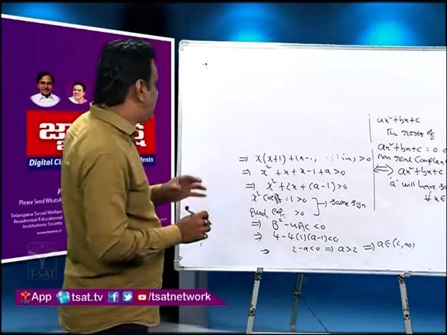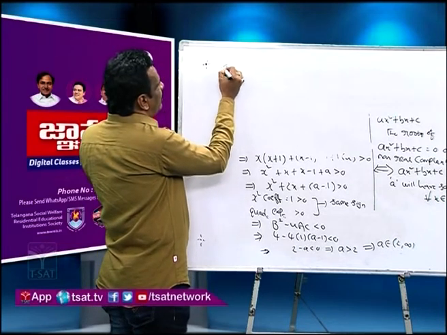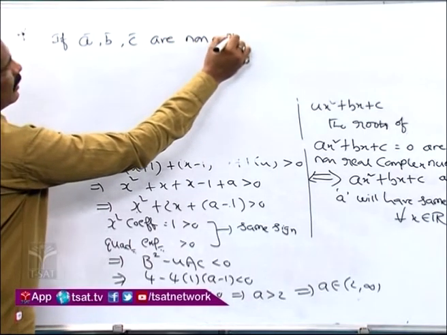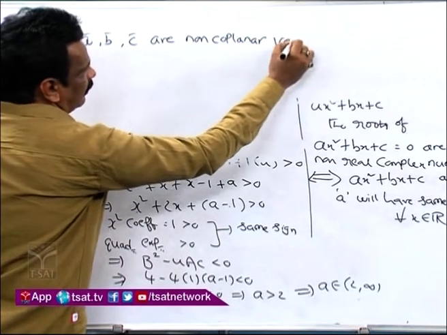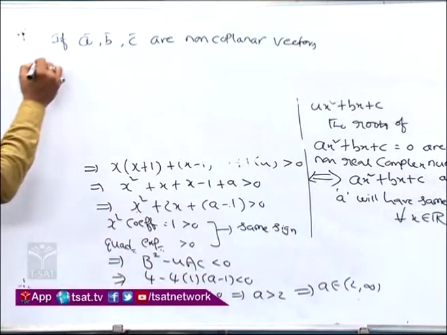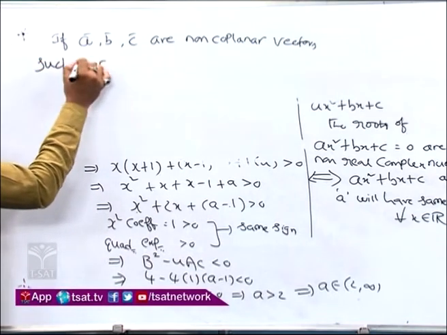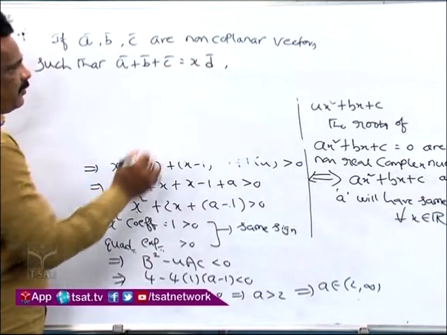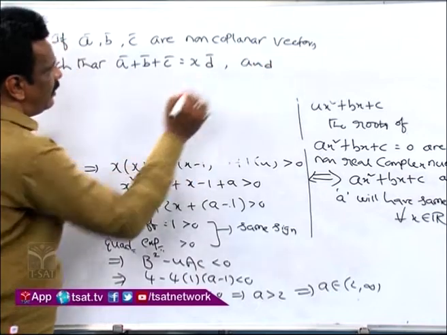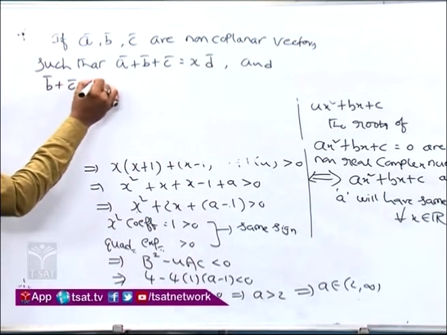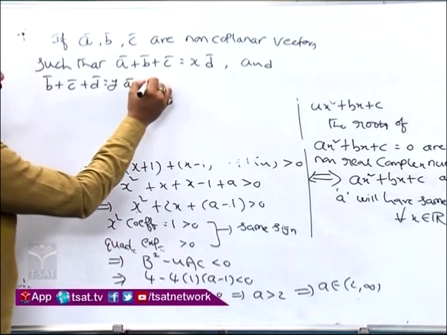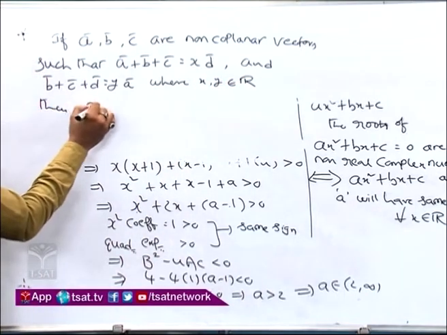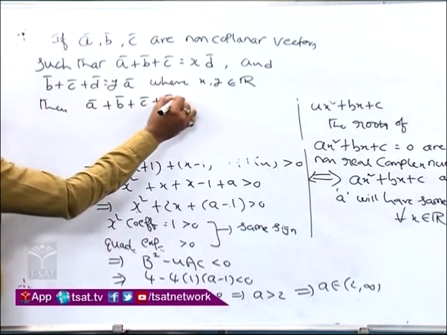Next we discuss coplanarity in particular. I am taking, if A bar, B bar, C bar are non-coplanar vectors such that A bar plus B bar plus C bar equal to some x D bar and B bar plus C bar plus D bar equal to some y A bar, where x comma y are some scalars, then what about the vector A bar plus B bar plus C bar plus D bar?